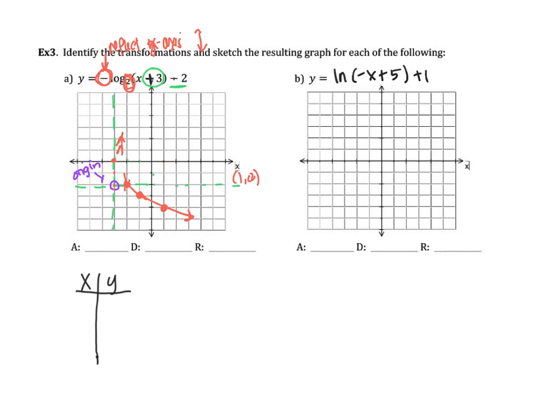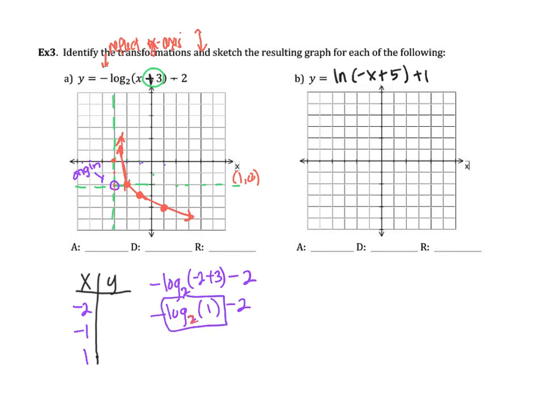Now if you're not sure, and you don't trust me on that, then we can check it, right? So let's put in the numbers I have. Let's say -2, I have a value for -1, and I have a value for 1. So if I put in -2, I have negative log base 2 of (-2 plus 3) minus 2. So that's negative log base 2 of 1 minus 2. Well, 2 to the power of what will give me 1? That's 0. So it's -0 minus 2, just 0 minus 2, which is -2, and that is my point that I have in my graph.